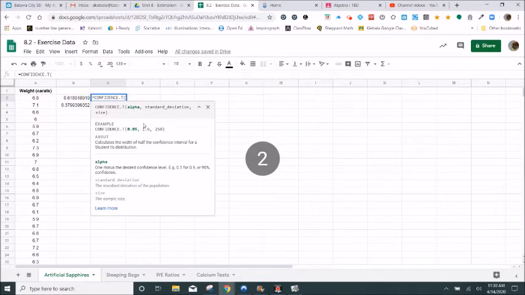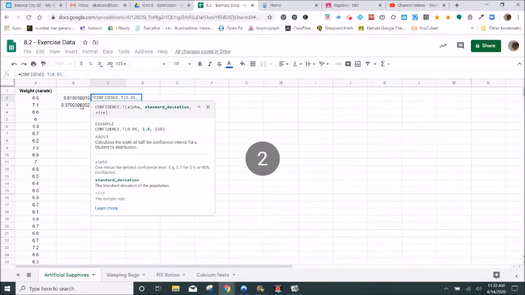Now the thing you'd have to know on your Google Sheet is that it won't take the 95. You have to do 1 minus your confidence level. So if we want 95% or 0.95, then this alpha would be 0.05. They actually kind of tell you that down here. They give you a nice little example. For example, 0.05 for 95%.